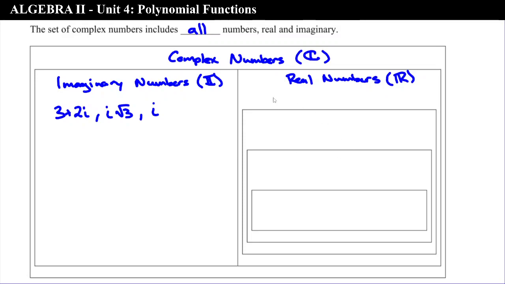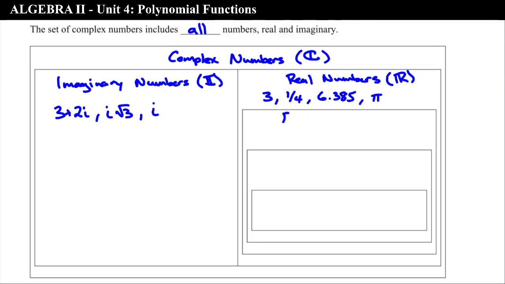Real numbers are made up of anything that doesn't have an i in it. So 3 is a real number. 1/4 is a real number. 6.385 is a real number. Pi is a real number. Okay? Those are all real numbers. But within real numbers, we have specific types.